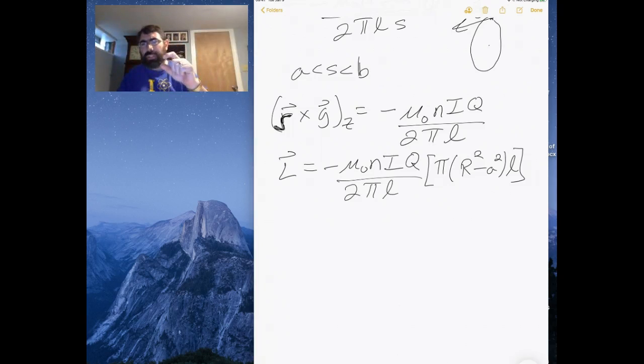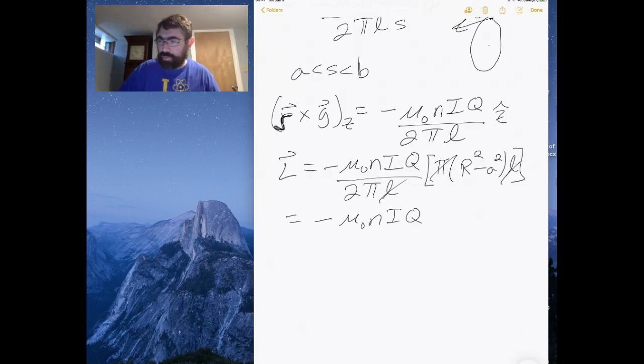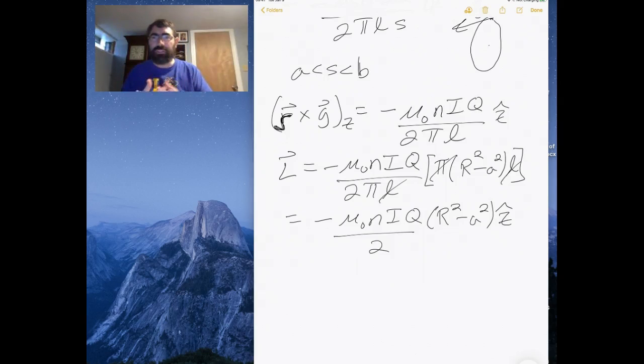So that's the space in between the small cylinder and the solenoid. So L's cancel, pi's cancel, and what I'm left with is minus, that's in the z direction. So minus mu 0 n I q divided by 2 (r squared minus a squared) in the z direction. So now I essentially have an angular momentum for the region inside the solenoid. So that solenoid, the inner cylinder should start rotating.